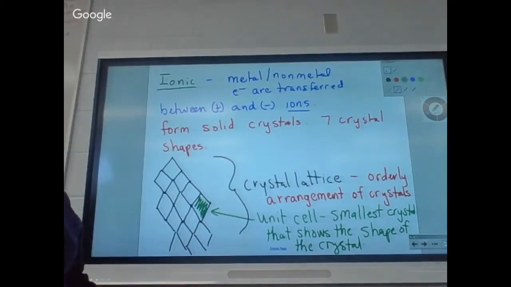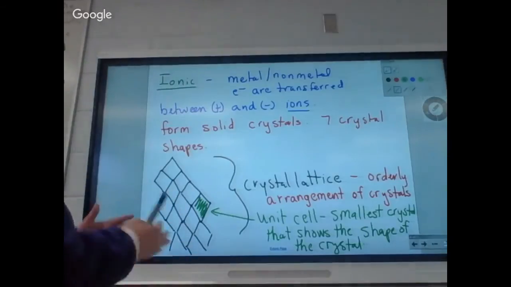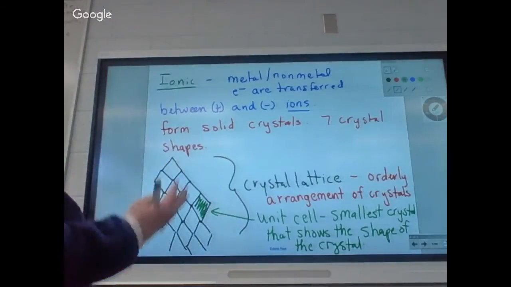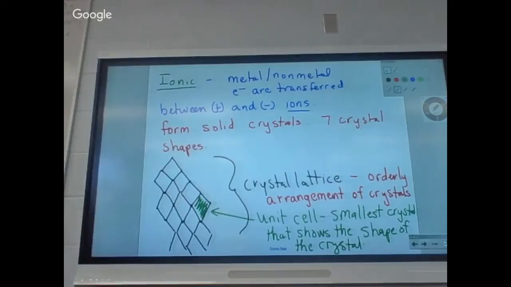Okay. Well, the idea is that your unit cell should be able to tell you the shape of all the other unit cells. Now, clearly my drawing is bad, but if it was good, my one unit cell would tell me the shape of all the other crystals in my crystal lattice.